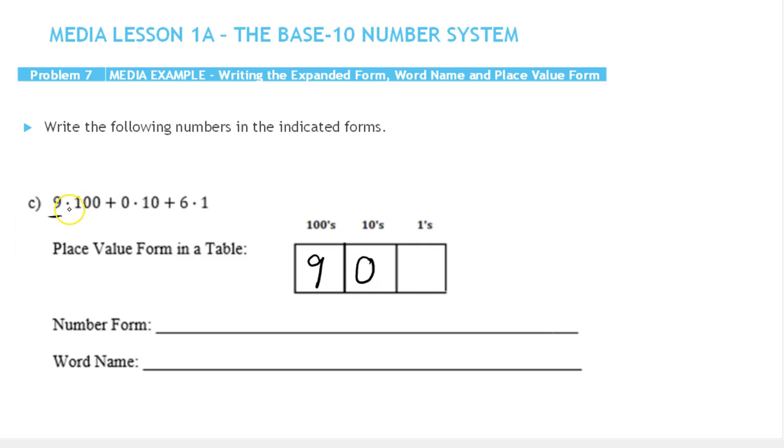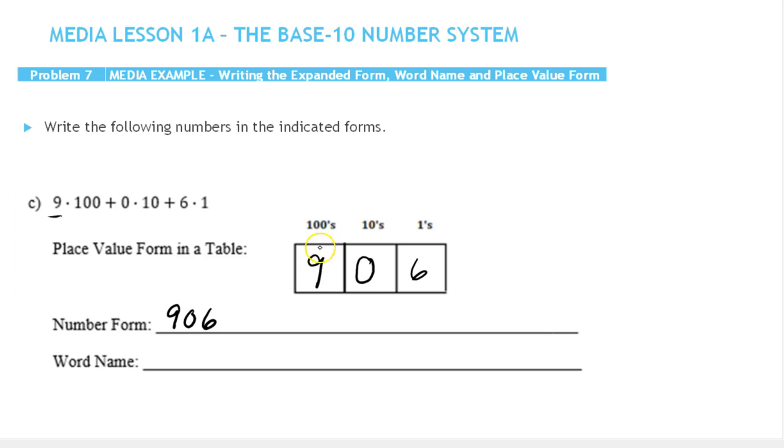So we wouldn't just want to write the 9 and the 6 like this, because this would mean, since we use a place value system, 9 tens and 6 ones. We want 9 hundreds, so we need to write a 0 in the tens place to show that there are 0 tens and that the 9 is in the hundreds. So 6 in the ones place. So the number form is 906. And now the word name.